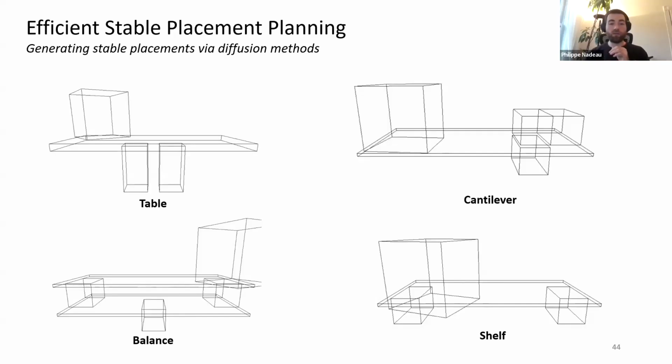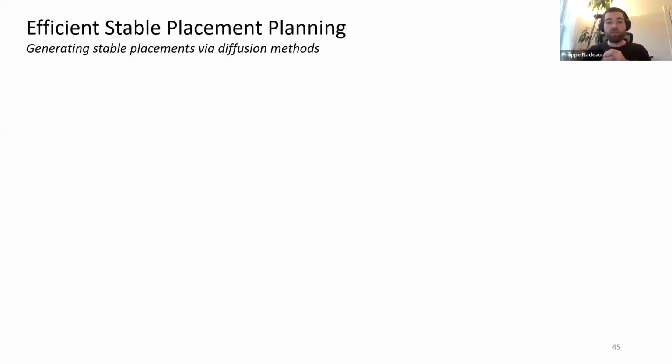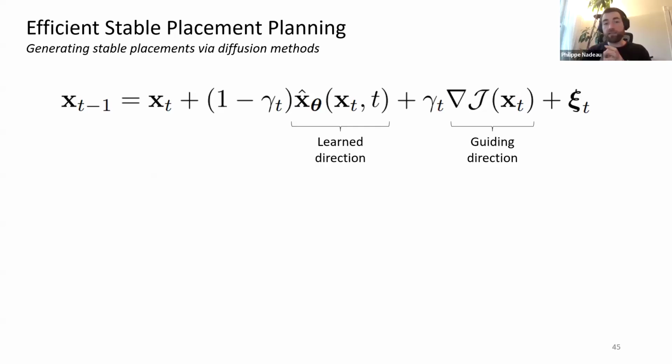To address this problem, a guidance term is introduced that is active during the generation of the placements. This term is added to the learned direction to steer the process toward another objective. Since this term is not directly involved in the denoising process itself, it's not necessary to retrain the model to benefit from guidance.